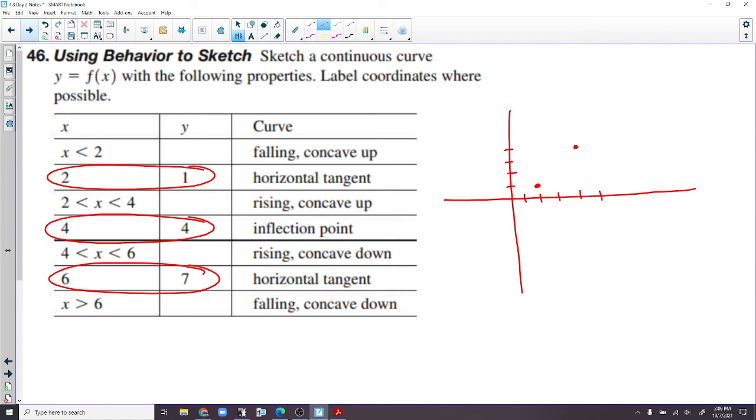6, 7. 5, 6. 1, 2, 3, 4. 5, 6, 7. 1, 2, 3, 4, 5, 6, 7.